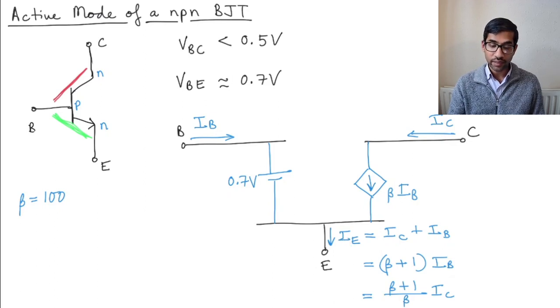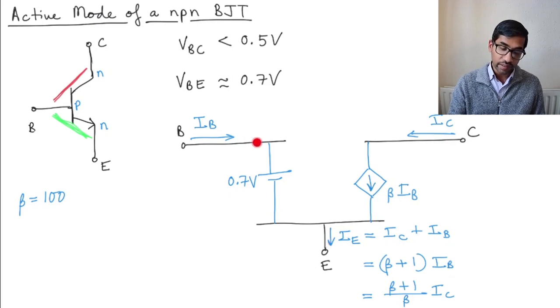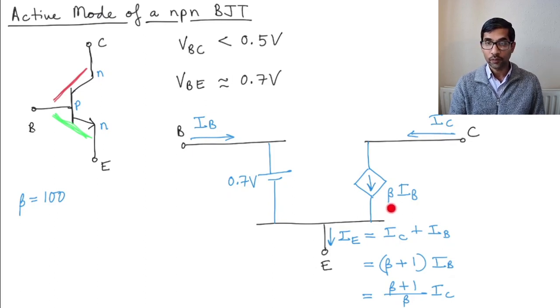And the reason for that is there are two currents that contribute to IE, right? And if this current is much smaller than this current, then IC is equal to IE. And IB is much smaller than IC when beta is very big. So as beta becomes bigger and bigger, IC becomes equal to IE. Okay, hope that makes sense. So this is the active mode of the BJT.